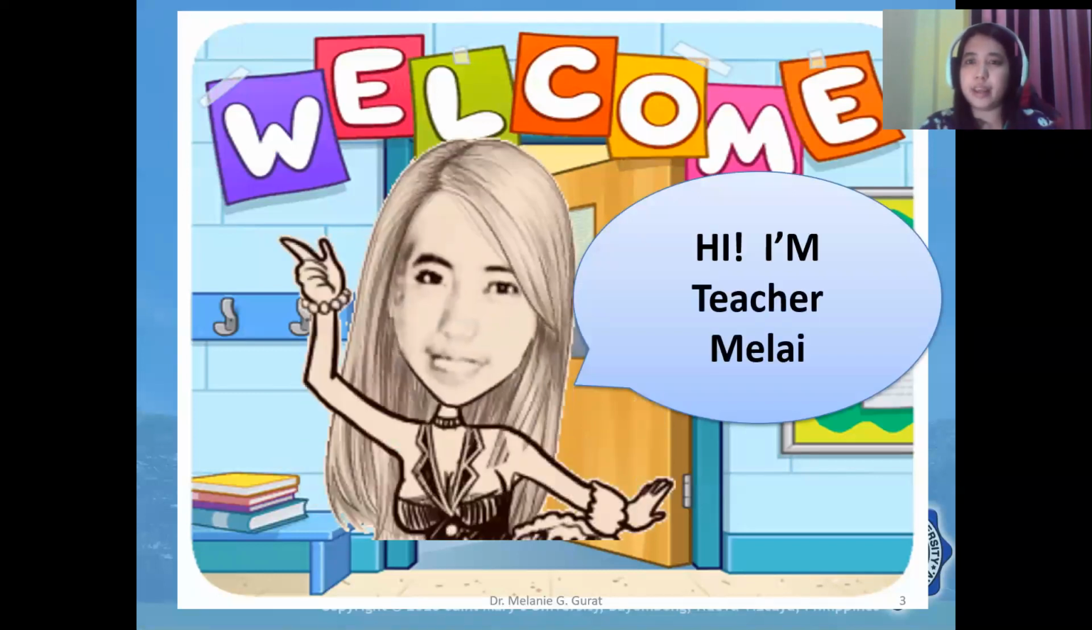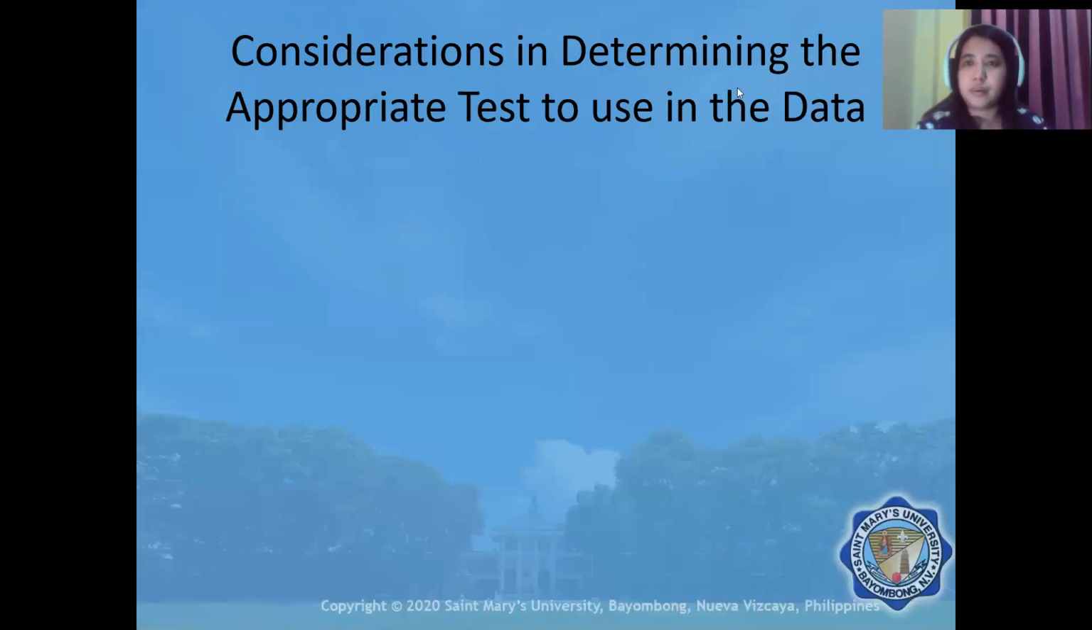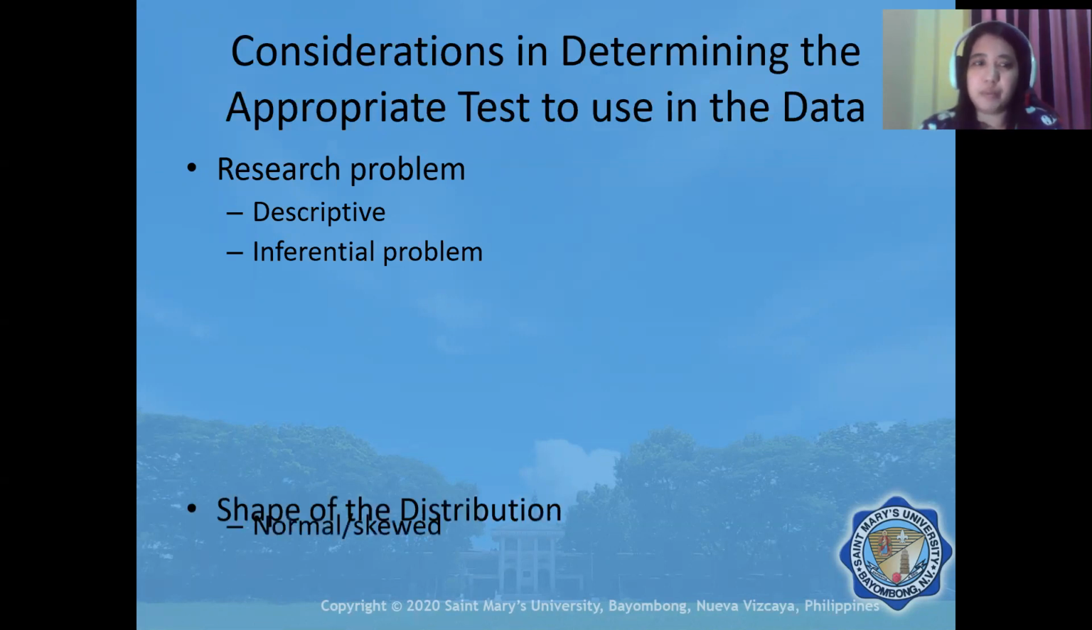So I'm teacher Melai, and today we will be discussing determining the shape of the distribution. So what are the considerations that we need in determining appropriate tests to use in our data? First, of course, we have to go back to the research problem. So what is our research problem all about? Do we intend to answer simply a descriptive problem, or will we answer inferential problems?